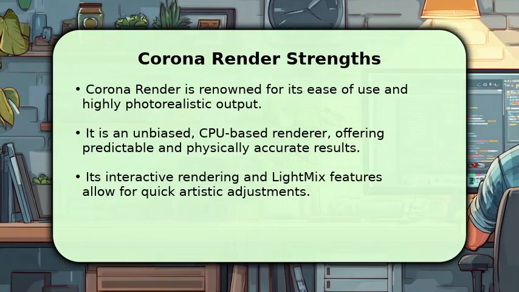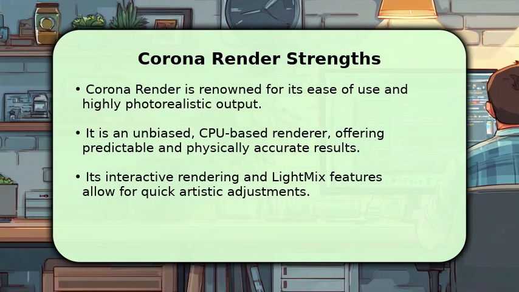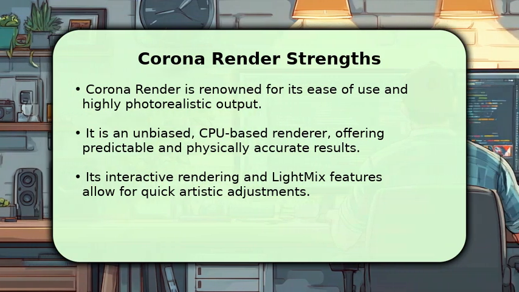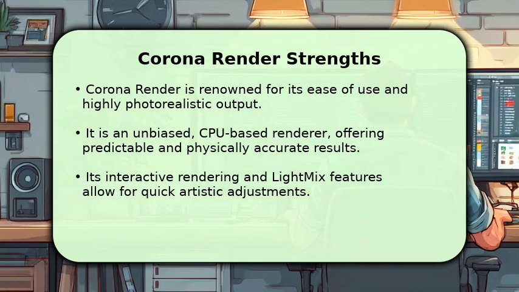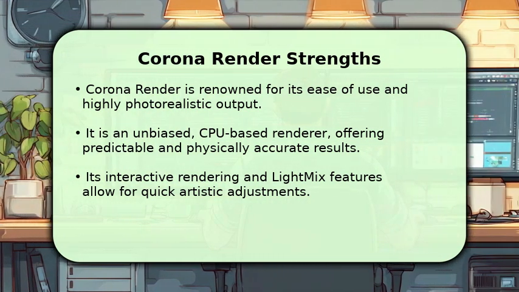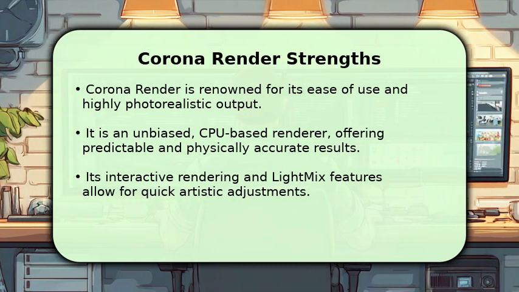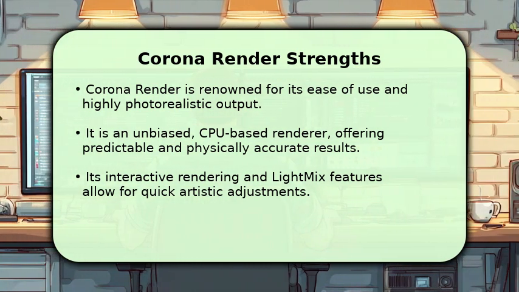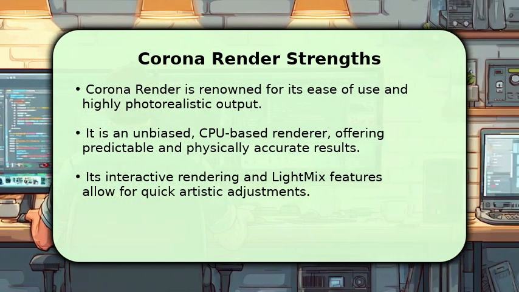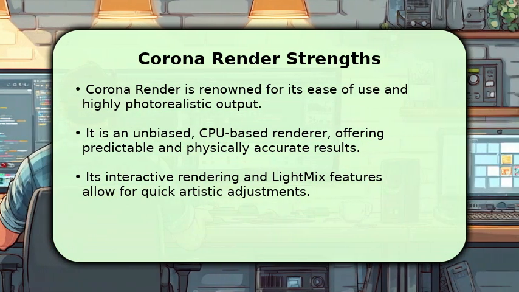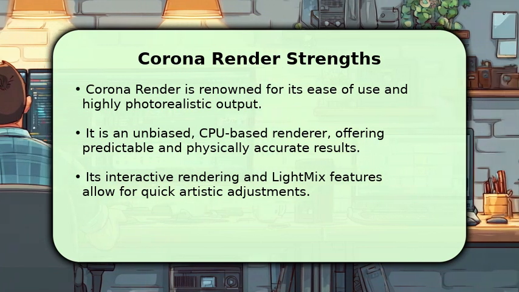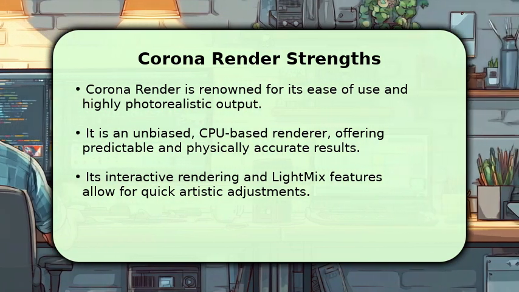Corona Render truly shines with its intuitive workflow and exceptional photorealism, making it a favorite for architectural and product visualization. As an unbiased, CPU-based renderer, it delivers incredibly accurate lighting and material interactions, ensuring predictable results. Features like its interactive rendering provide instant feedback, while Light Mix allows you to adjust lighting scenarios after the render is complete, saving valuable time. It's designed for artists who prioritize stunning visual quality and a straightforward user experience within their existing three-dimensional software.